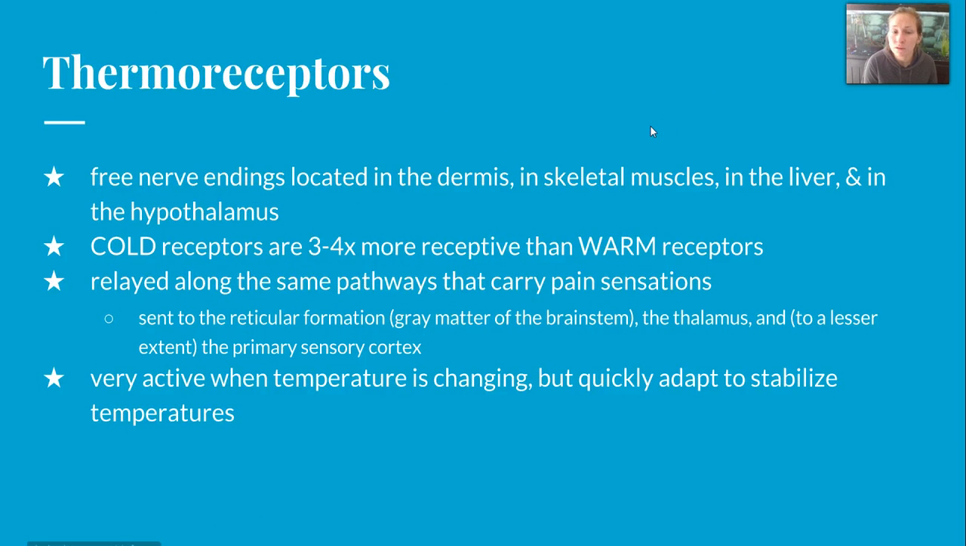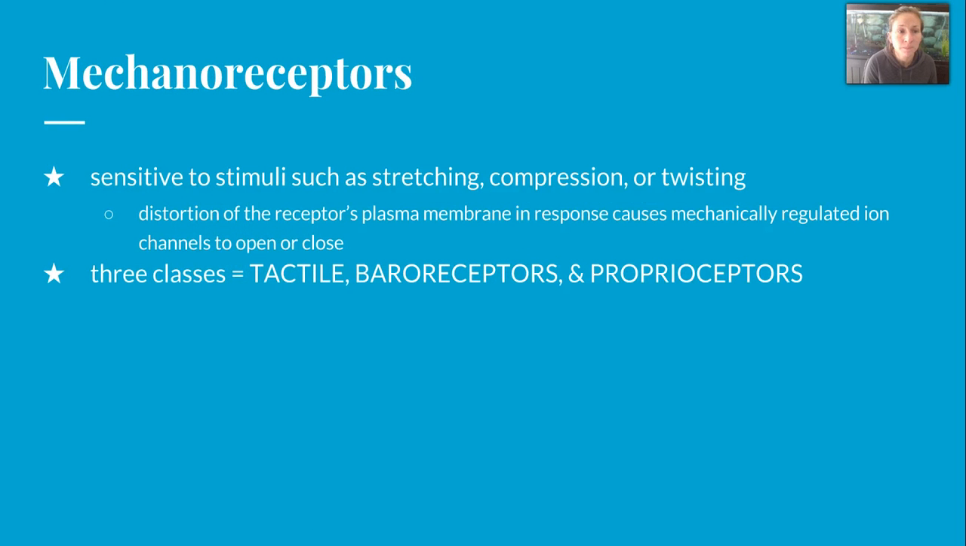Thermoreceptors have free nerve endings located in the dermis, skeletal muscles, in the liver, and in the hypothalamus. We're going to feel our cold receptors 3 to 4 times more than the warm. They're relayed along the same pathway that carries pain sensations, and they're very active when temperature is changing, but again, adaptation plays a role here and quickly stabilizes those temperatures.